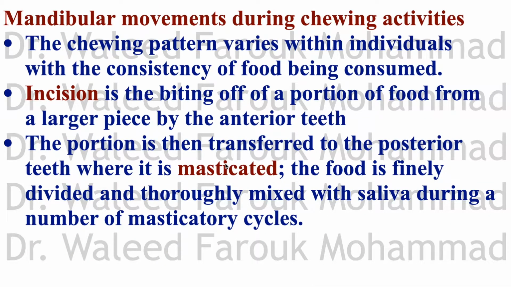Now, the mandibular movements during chewing activities vary between individuals. As we stated before, it starts by incision and then grinding of the smaller portions of food. Incision, of course, takes place at the front teeth or the anterior teeth, while mastication, the rest of the process of mastication, takes place at the posterior teeth.